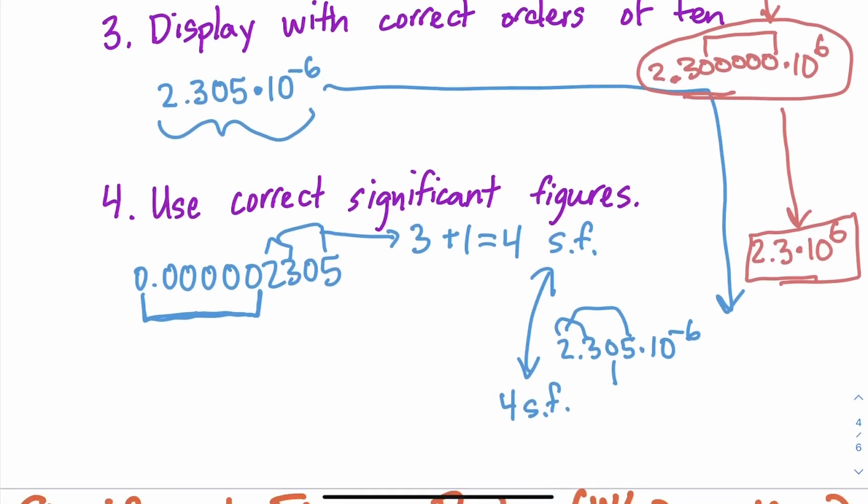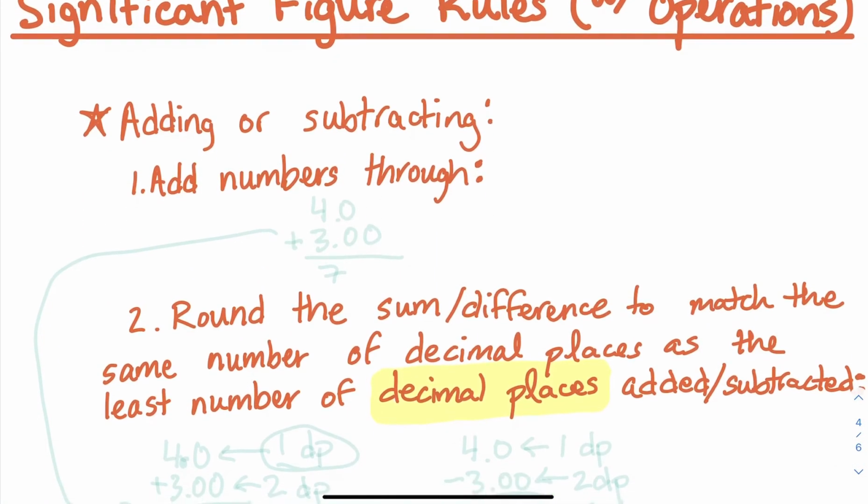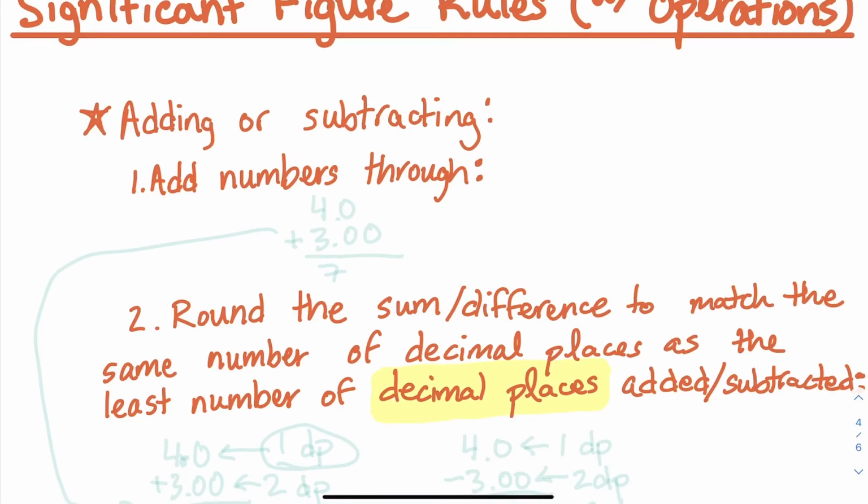Alright, with that being said, let's move on to significant figure rules with operations. In this case, we have really two rules that we follow, and they're easy to get mixed up. But once you have them down, they're pretty straightforward. So the first one is adding or subtracting.